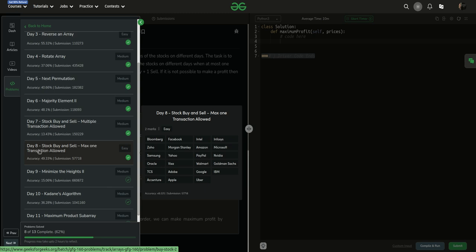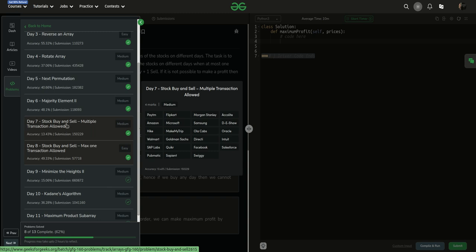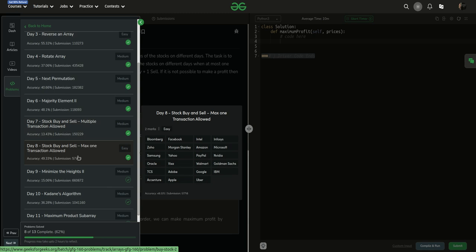Today we are going to solve the GeeksforGeeks problem of day 8, and the problem is Stock Buy and Sell, maximum one transaction allowed. Yesterday we solved the question Stock Buy and Sell where multiple transactions were allowed, right? But in this question just one transaction is allowed, and the difficulty level is easy. So let's see the problem.